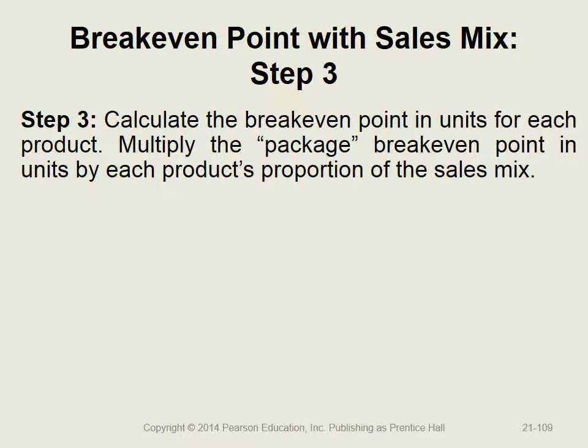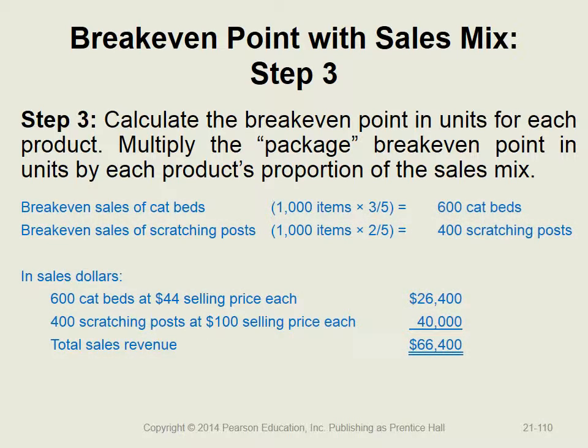Step 3 is to calculate the break-even point in units for each product. To do this, we must multiply the package break-even point in units by each product's proportion of the sales mix. For Cool Cat Furniture to break even, it must sell 600 cat beds and 400 cat scratching posts. At that sales volume, the company's total sales revenue would be $66,400.